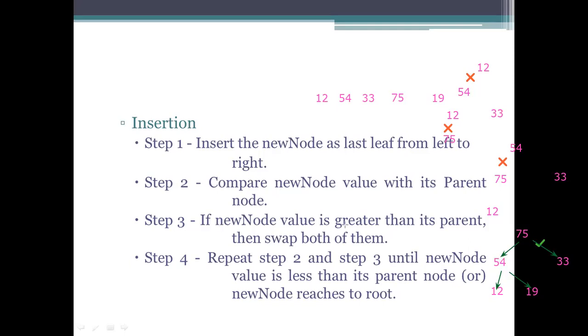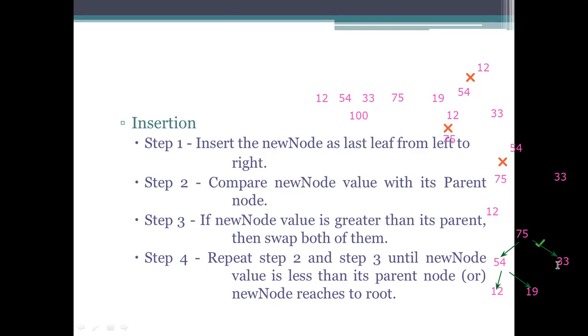If the new node is not greater than its parent, there is no need to swap the values here. We will stop there itself only. And coming to the next insertion value, here is the 100. Take it as 100.